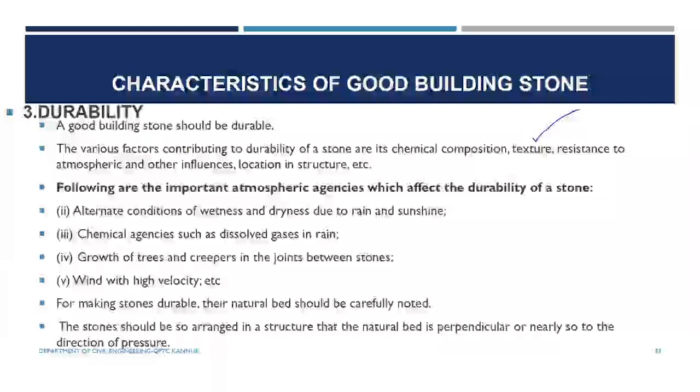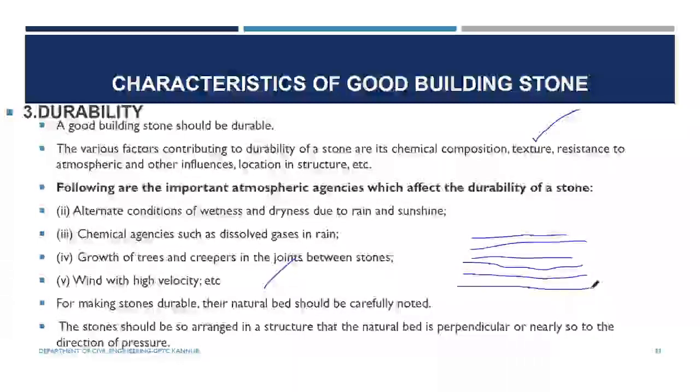For making stone durable, their natural bed should be carefully noted. What is a natural bed? The building stones are obtained from rocks that you know already. These rocks have a distinct plane of division along which stone can be easily split. There will be a plane of division. Suppose you assume stratified rocks. As you know, a stratified rock will have so many strata. Most probably this is shown in sedimentary rocks.